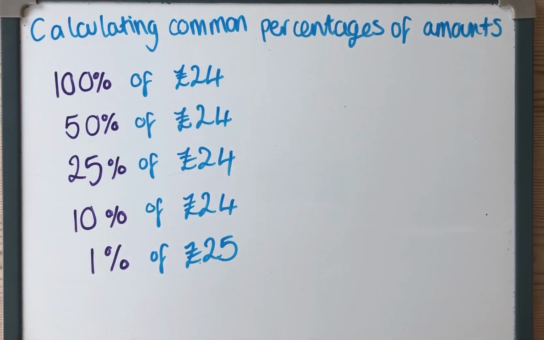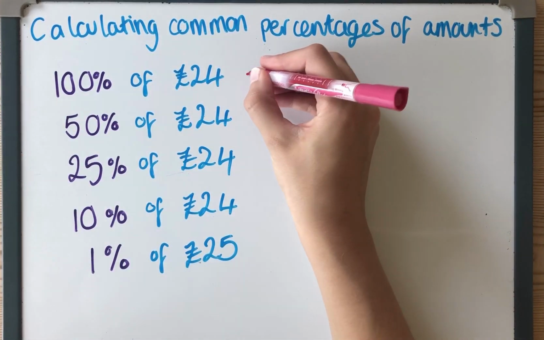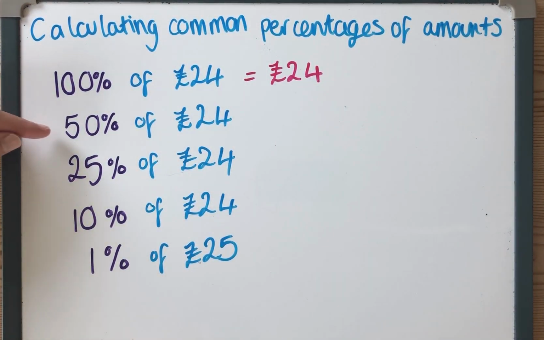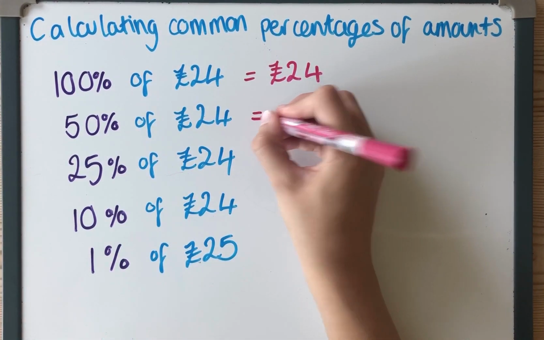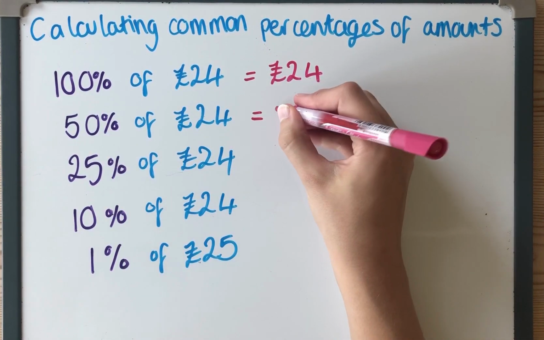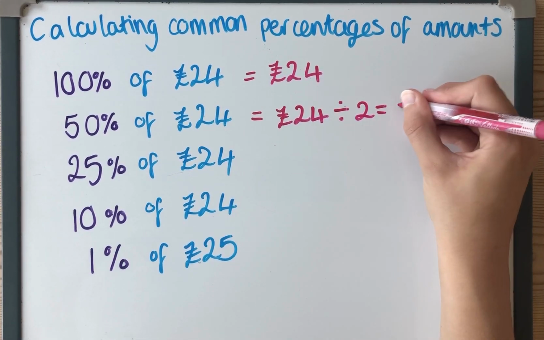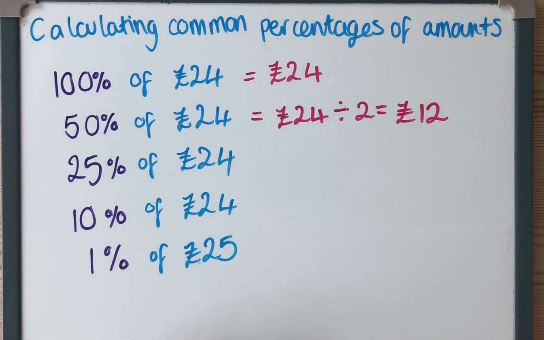So to find 100%, 100% is the whole thing. It's equivalent to 1. So that means that if I want 100% of £24, that is just £24. What was 50% equivalent to? Now, if you remember, it was equivalent to a half. And to find a half, we've got to divide by 2. So if I want to find 50% of 24, I have got to do £24 divided by 2, which is £12.